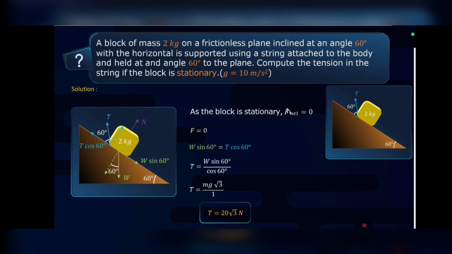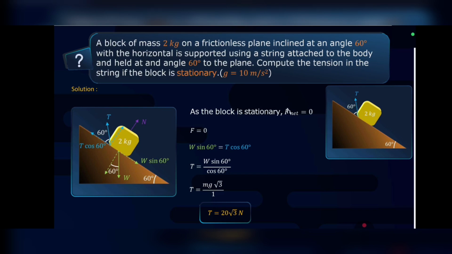Look at this numerical. A block of mass 2 kg on a frictionless plane inclined at an angle theta of 60 degrees with the horizontal is supported using a string attached to the body and held at an angle of 60 degrees to the plane. Calculate the tension in the string if the block is stationary. Here the value of g is given as 10 meter per second square. As the block is stationary, the net force on the body is equal to 0.